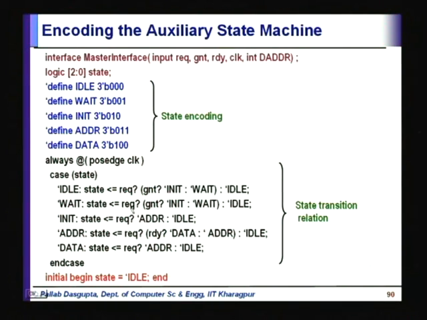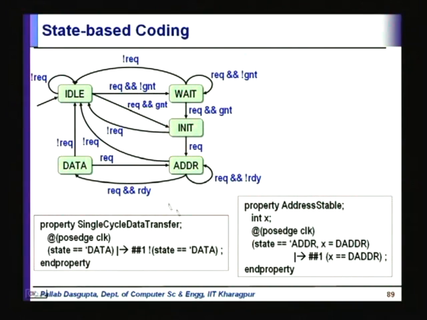You check request and then you check grant. If grant and request both are true, you go to init. If grant is false, you remain in wait, otherwise you return to idle. Right. So this is the state machine representation. Okay. So you express the auxiliary state machine like this in your interface, and then simply write your properties like this.